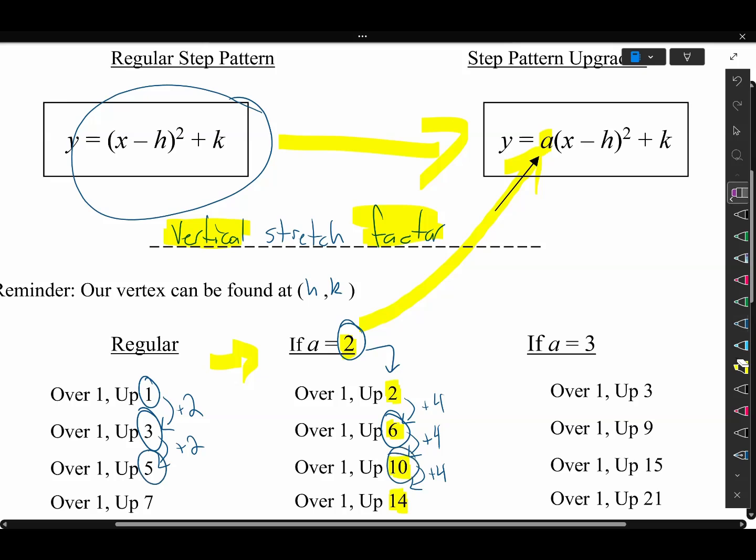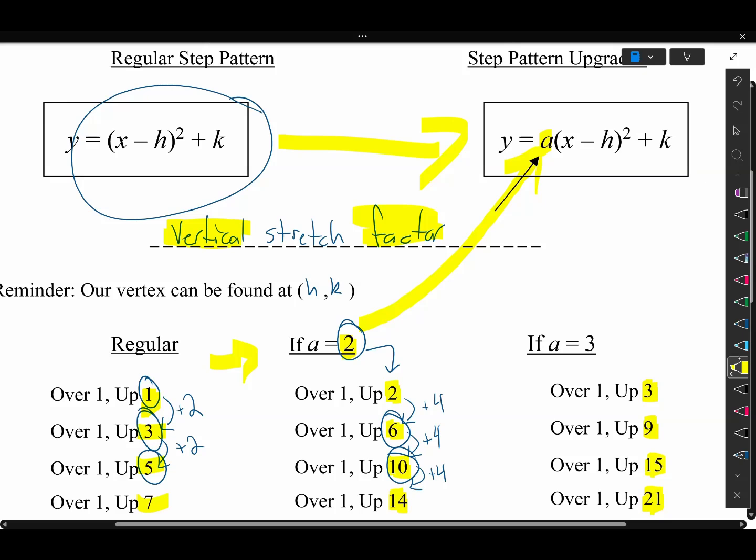So we don't need to memorize these step patterns. We just need to memorize how our a value changes the step patterns. In this case, we multiply how much we're going up or down by 2 because a equals 2. If instead a equals 3, then we multiply those values by 3. We're working with 3, 9, 15, 21 instead of 1, 3, 5, 7.